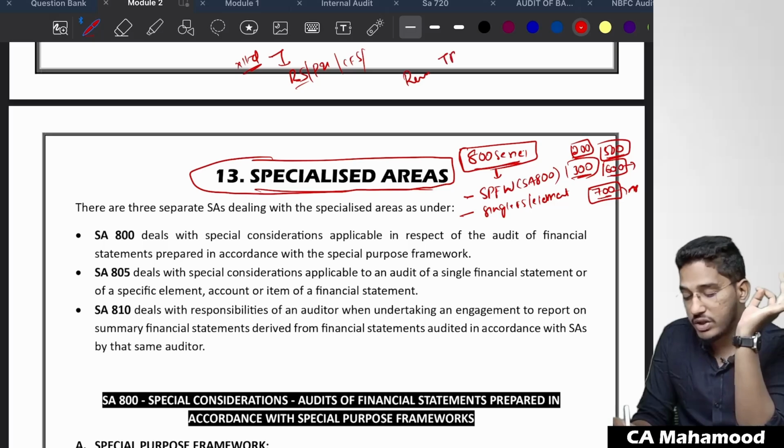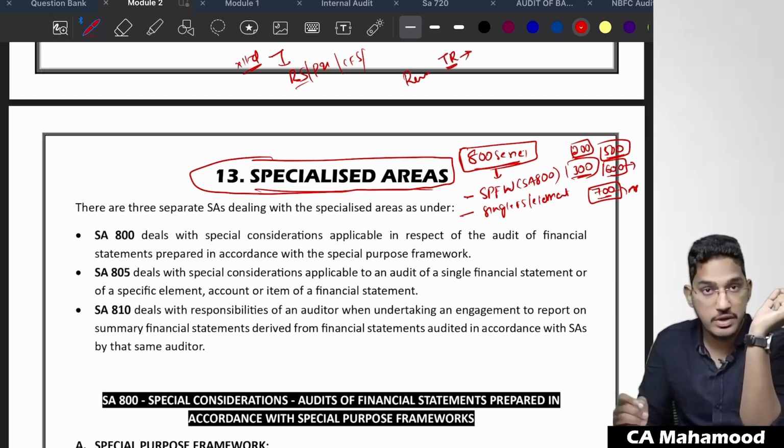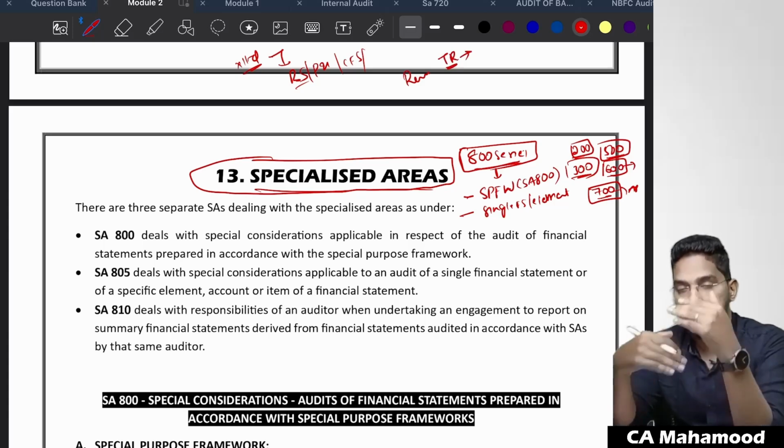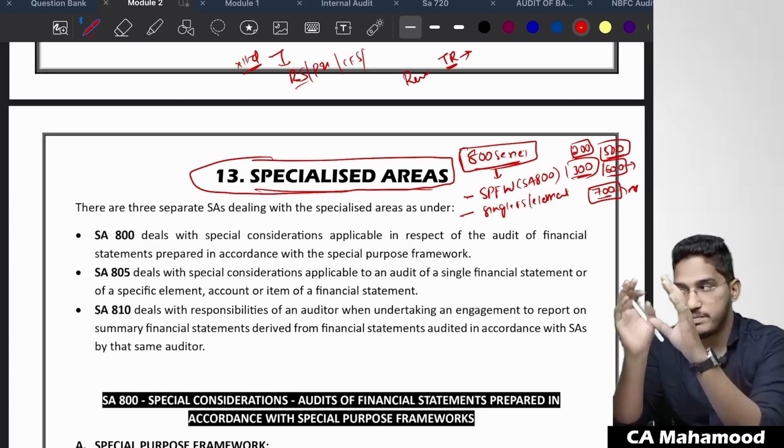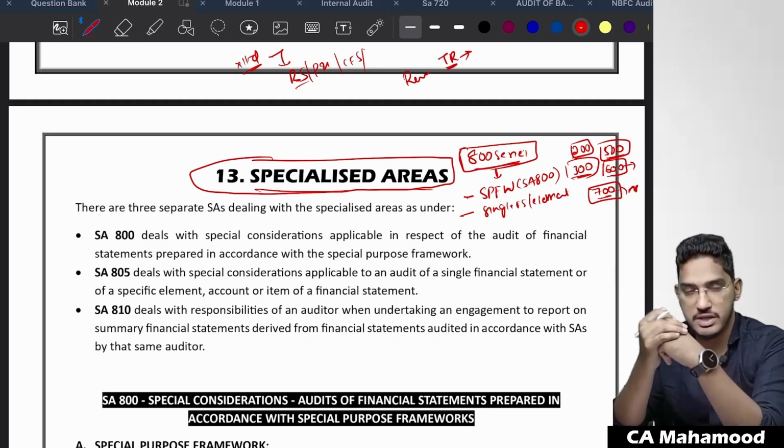We want you to conduct the audit of only trade receivables and the related notes in the financial statements. Like this, some clients will come to you and ask you to do the audit of only a single financial statement or a specific element or account of the financial statement.